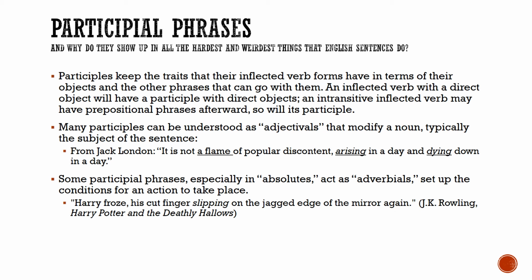And some participial phrases, especially in absolutes, act as adverbials, right? And what this means is they set up the conditions for an action to take place. So Harry froze, his cut finger slipping on the jagged edge of the mirror again. Now the difference between a regular garden variety participial phrase and an absolute is that an absolute typically has a subject expressed inside of it. Right, you'll notice that in the phrase arising in a day and dying down in a day, that's kind of borrowing the subject from the word flame.